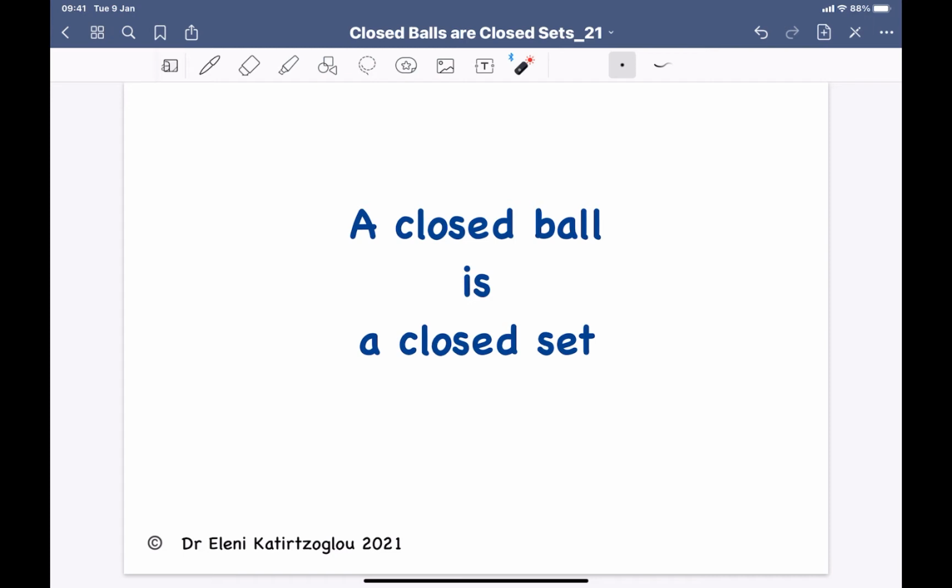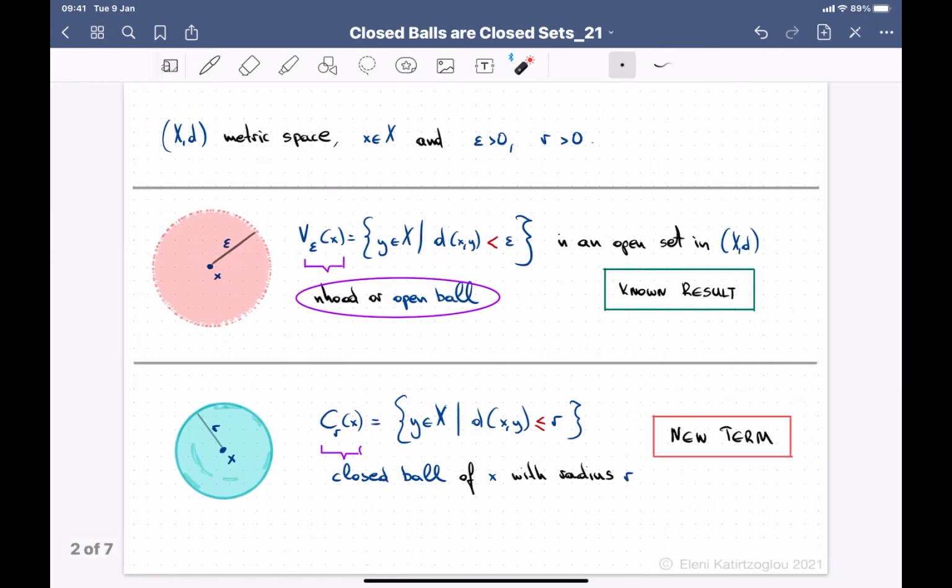In this video we are going to show that a closed ball is a closed set. We start inside a metric space, which is a non-empty set X equipped with a metric function or distance called d, and we take any element x inside the metric space X and two positive real numbers, epsilon and r.